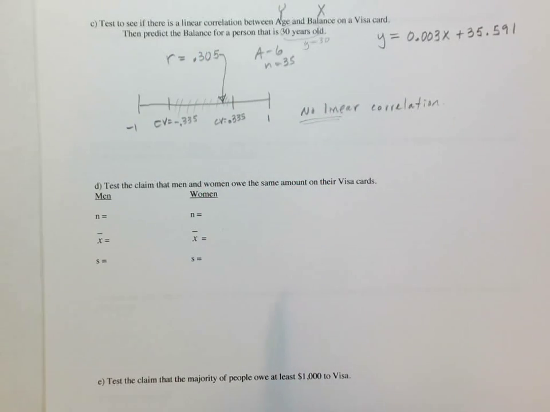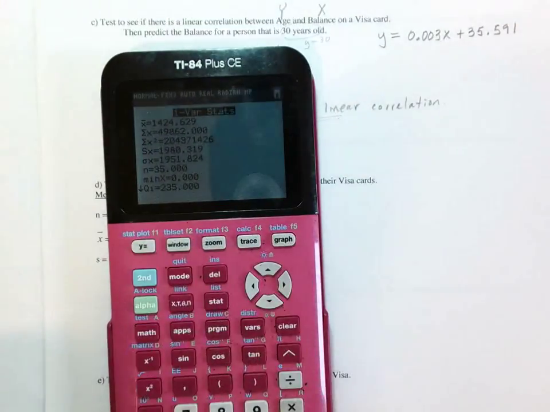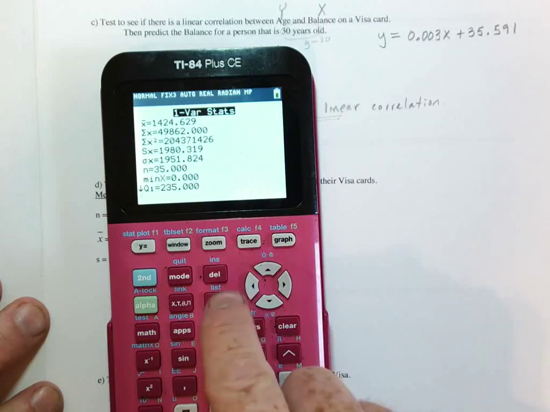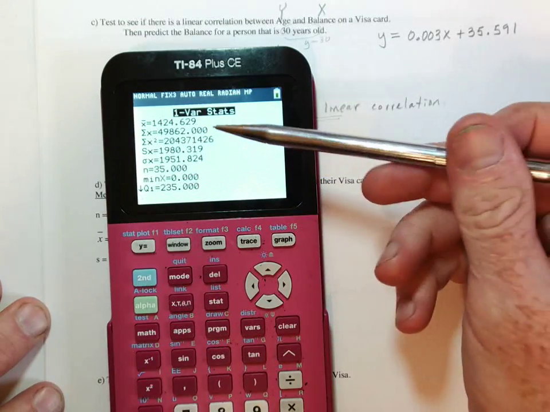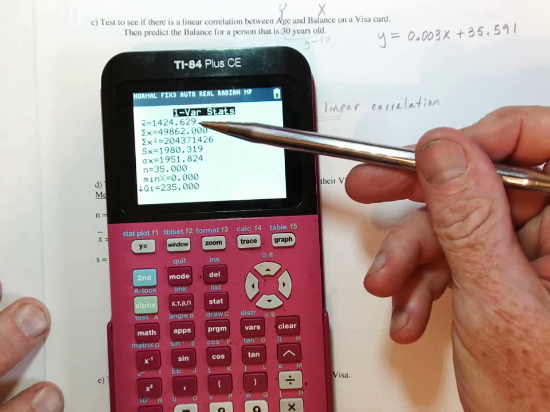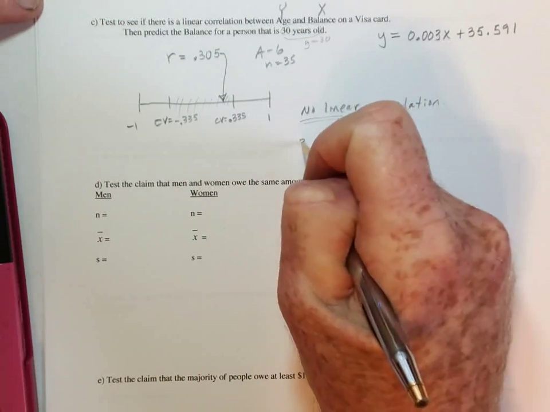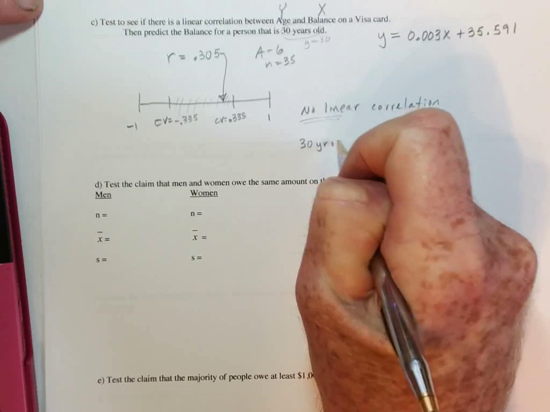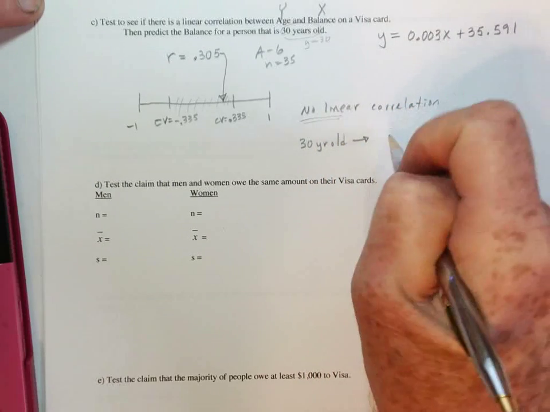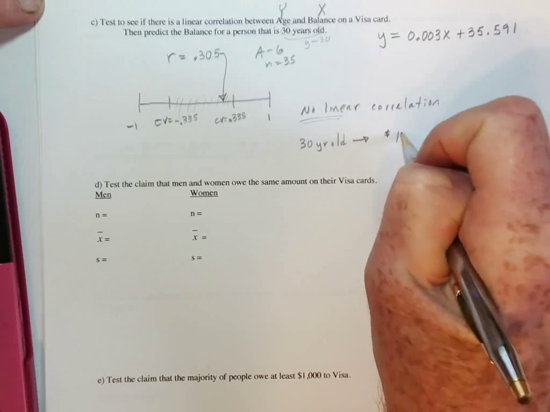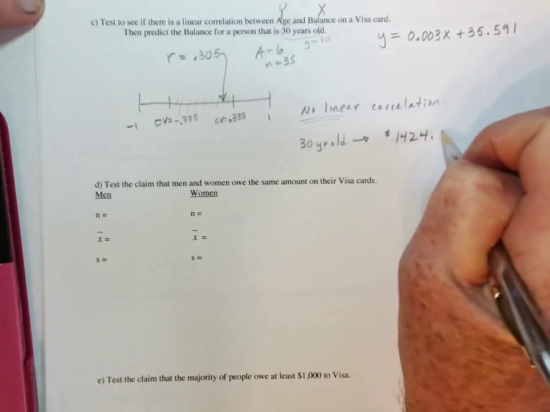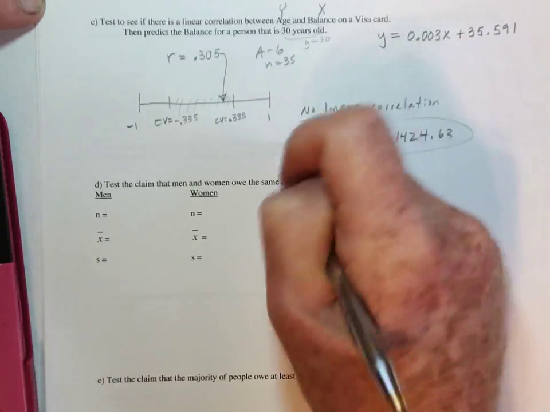So, going back to the calculator, I just found the mean and standard deviation. The average that people owe on credit card is $14.24 and 63 cents. So then the other would be for a 30-year-old, I predict they would owe somewhere around $1,424 and 63 cents.